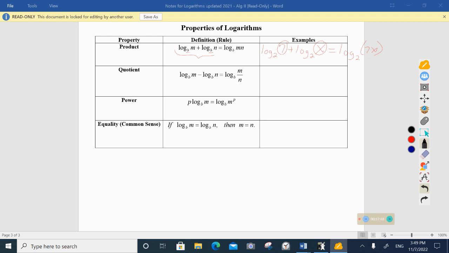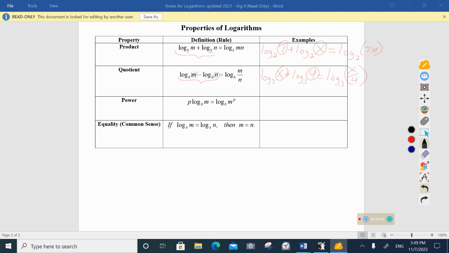Now, in the quotient property, you'll notice you have a log base b of m minus a log base b of n. And if you're subtracting the 2 logs, you're going to compress them as one big happy log, log base b, and you're going to divide what's on the inside. So the first term divided by the second one, so m over n. So an example of that would be log base 3 of, we'll just say x, minus log base 3 of 4. We can write that as one big happy log, log base 3 of x divided by 4.